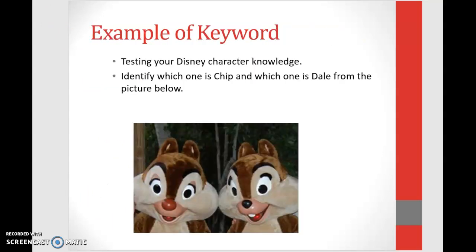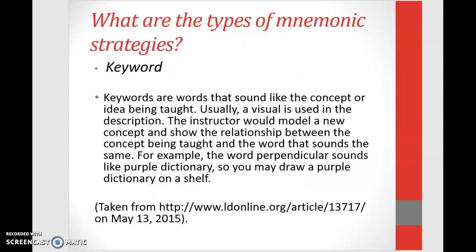But first, I have a little trivia for you. Okay, so I want you to think about this. Which one is Chip and which one is Dale? Just from looking at the picture. Which is Chip, which is Dale? Well, I'm going to tell you, Chip is the one with the nose that looks like a chocolate chip. So that's a little key word, right? Chip has a nose that looks like a chocolate chip. Now you will forever know which one is Chip and which one is Dale. It might come in useful one day.